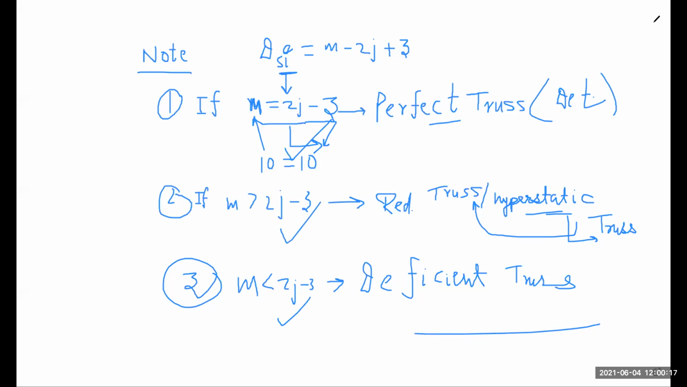Yes, sir. Here is the condition with the values of m, that is the number of members, and j, that is the number of joints. There is a relation between both of them, and according to that relation we define which type of truss it is. And if m is less than 2j minus 3, then we call it a deficient truss.